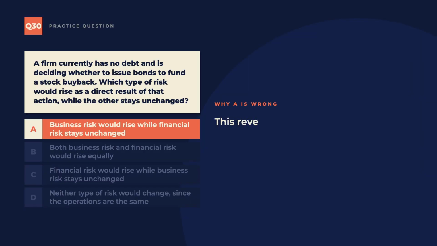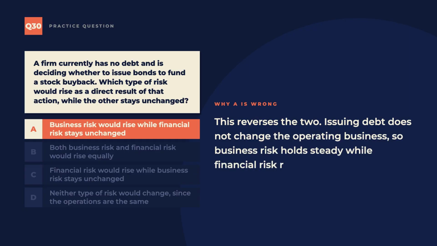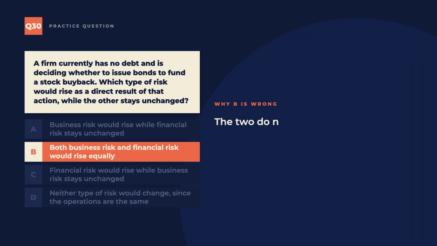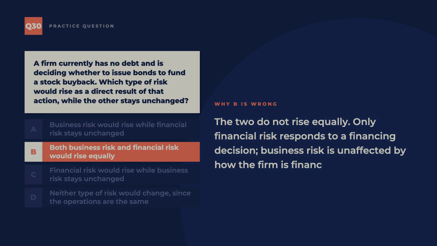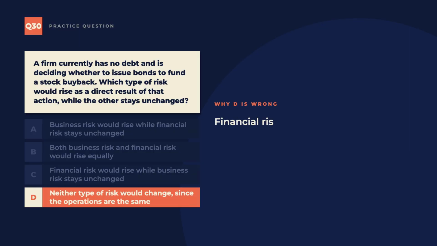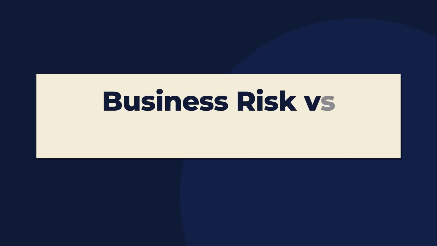A is wrong because this reverses the two. Issuing debt does not change the operating business, so business risk holds steady while financial risk rises. B is wrong because the two do not rise equally. Only financial risk responds to a financing decision. Business risk is unaffected by how the firm is financed. D is wrong because financial risk does change. Committing to fixed interest payments raises the risk borne by shareholders, even though operations are unchanged.